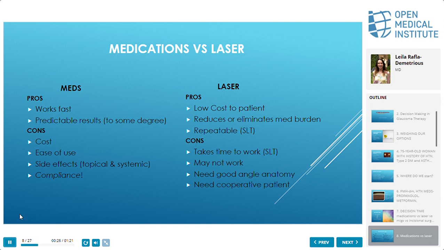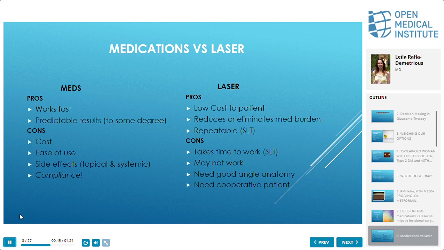But the cons are not insignificant. They're costly. They are not always easy to use. They can cause side effects. And the biggest thing is compliance. I have no idea what my patients are doing most of the time with their eye drops. And I can tell you many of them are not using them except the morning they come to see me.